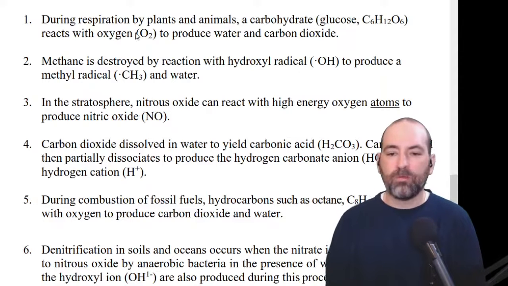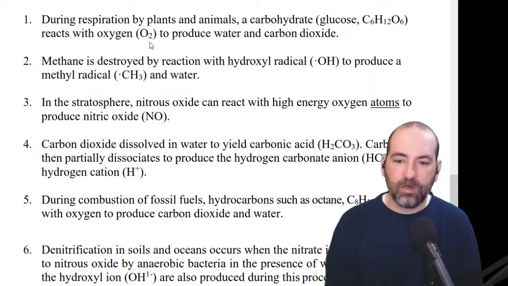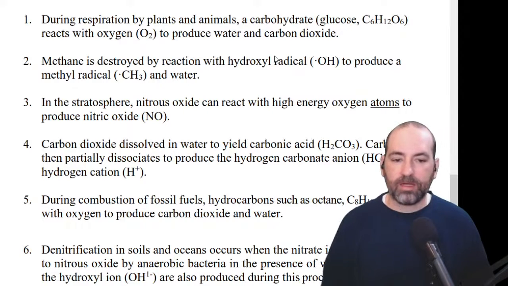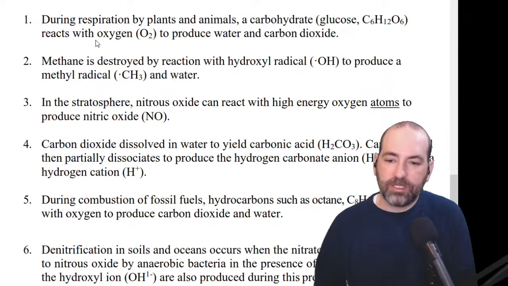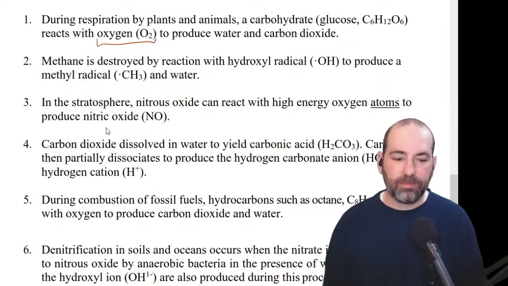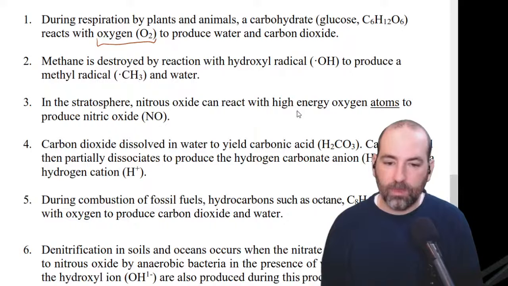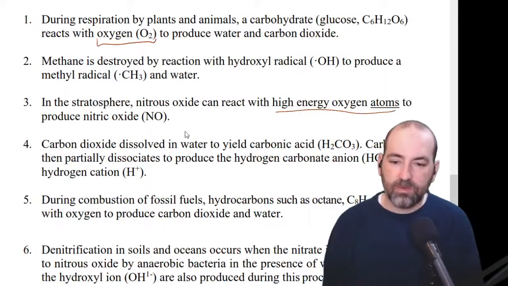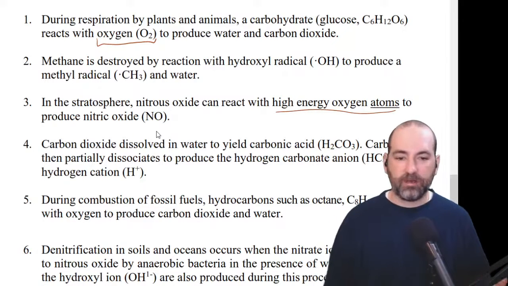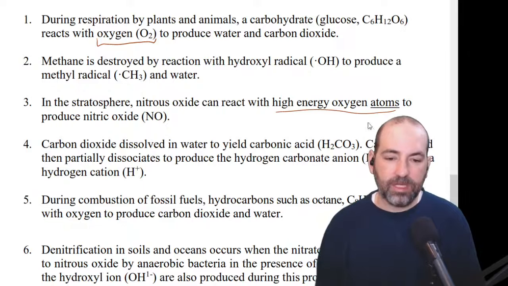In number 1, we reacted carbohydrate glucose with oxygen, O2, to produce water and carbon dioxide. Oxygen in its elemental state is generally O2, two oxygen atoms bound together. But in number 3, we have something different happening because it's way up in the stratosphere where there's lots of energy. And so instead of having oxygen molecules, O2, we have high energy oxygen atoms.